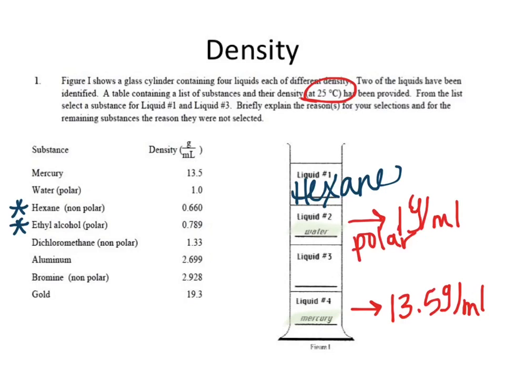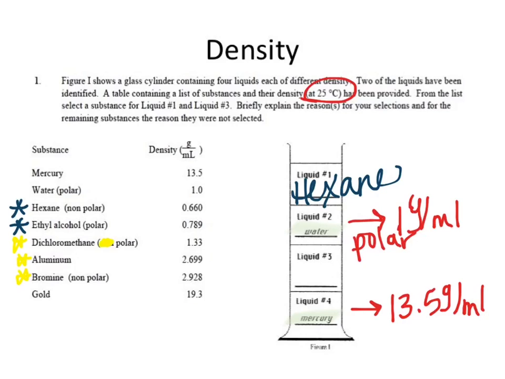So the next one, liquid 3, the density has to be between water and mercury, and that leaves us with dichloromethane, aluminum, and bromine. And there's a mess up on here. On dichloromethane, where it says nonpolar, cross out the non, because it is polar. All right, so tell me, what is liquid 3? Bromine.